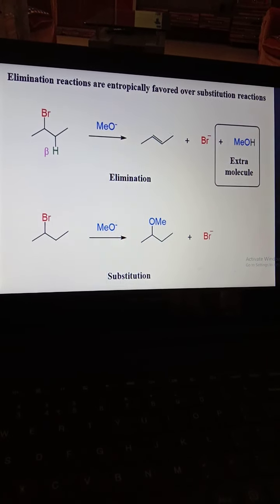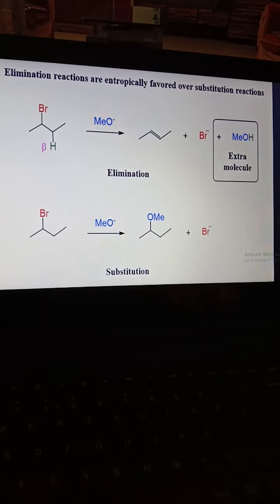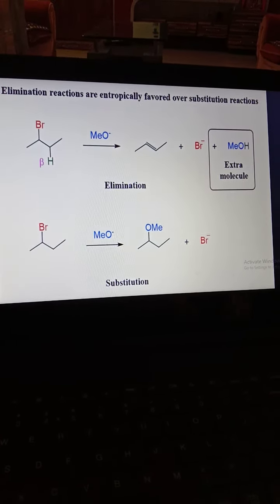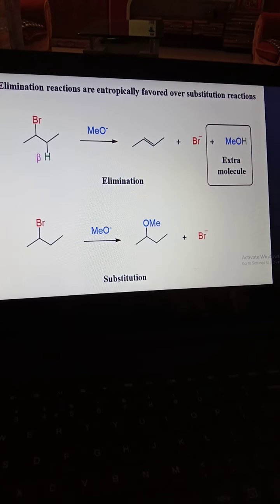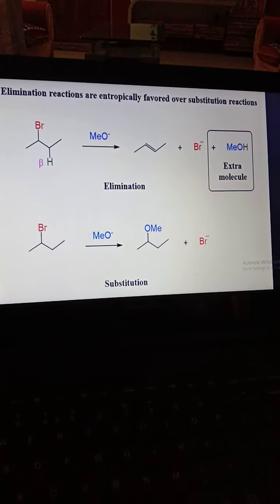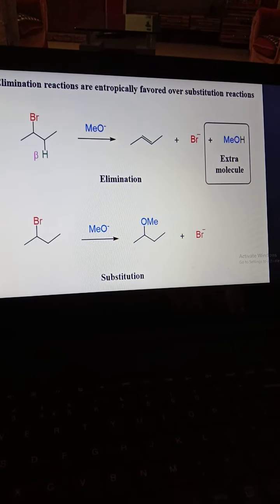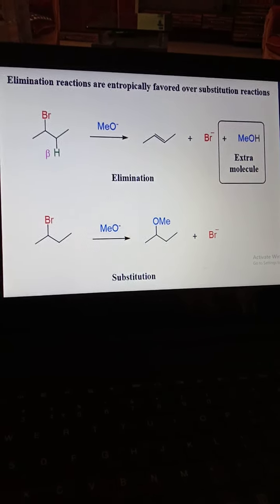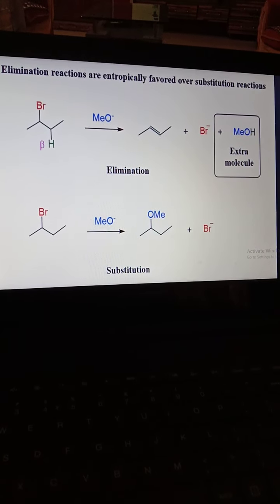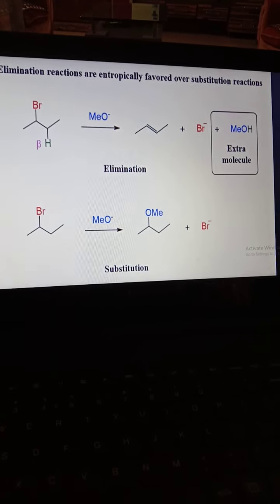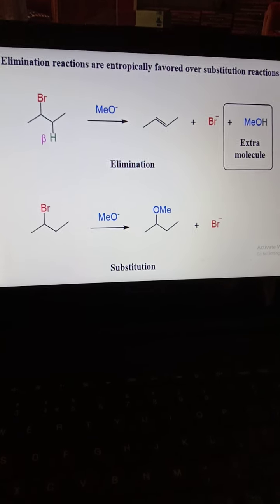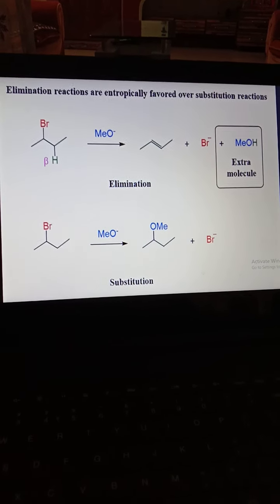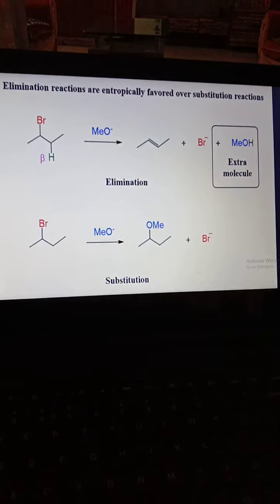Elimination reactions are electronically favored over substitution reactions. What is the difference between elimination and substitution? In the elimination reaction, only the leaving group is removed and the reagent is bonded to the substrate. In the substitution reaction, the reagent is bonded to the intermediate and the leaving group leaves the compound. Consider both examples. Br minus is removed, but in the substitution reaction, the reagent OMe methoxy group is bonded and is present in the product.